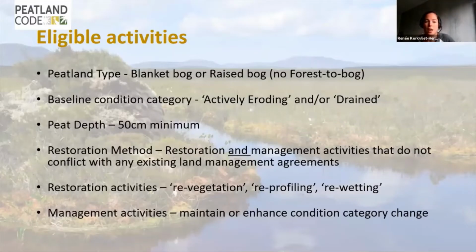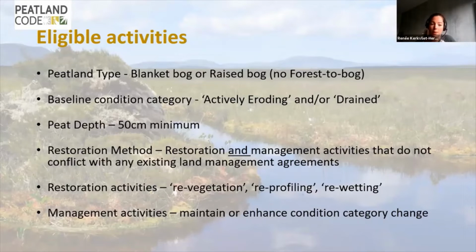So what kind of activities are eligible under the code? The peatland types that are eligible at the moment are blanket bog and raised bog. We're hoping to get a version 2 update of the code at the start of next year, and then fens will be included as well. The baseline condition categories that are eligible are actively eroding and or drained.